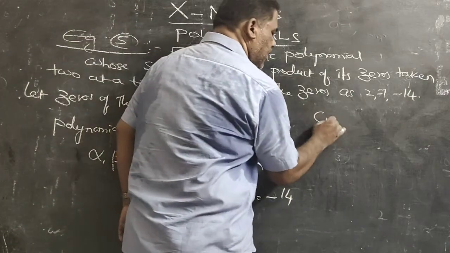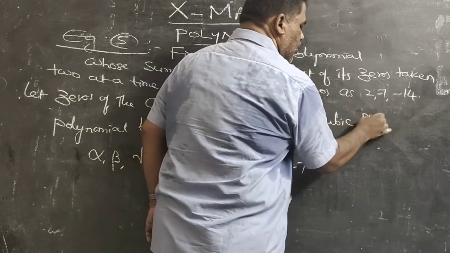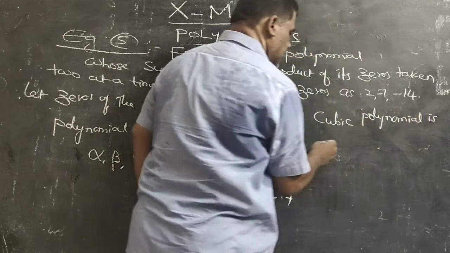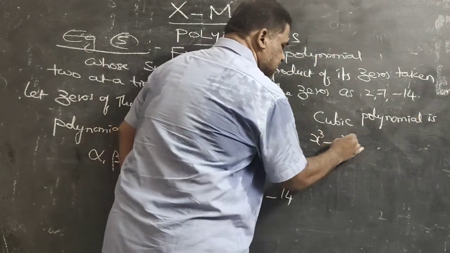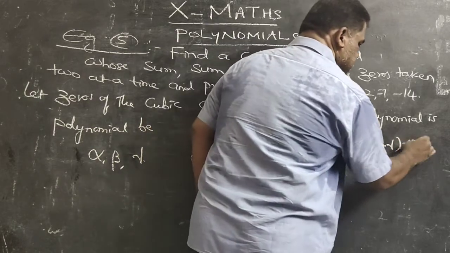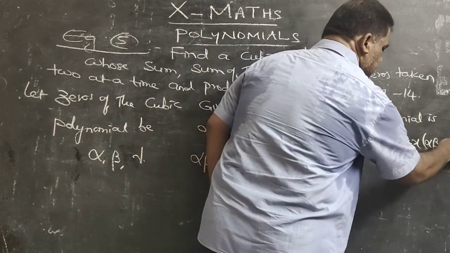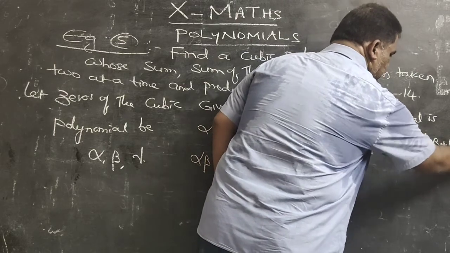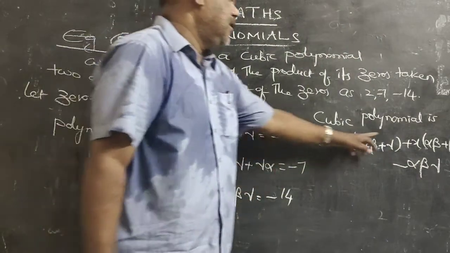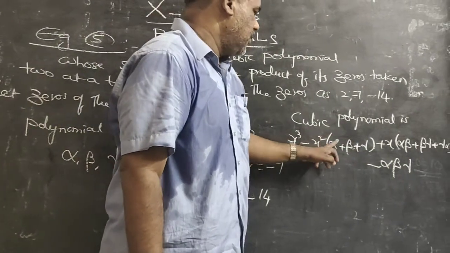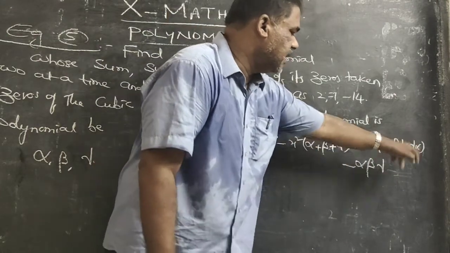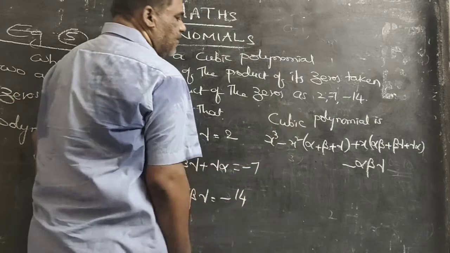Now the cubic polynomial we have to write. So the cubic polynomial is x cube minus x square into alpha plus beta plus gamma plus x into alpha beta plus beta gamma plus gamma alpha minus alpha beta gamma. This is the formula to write the cubic polynomial.